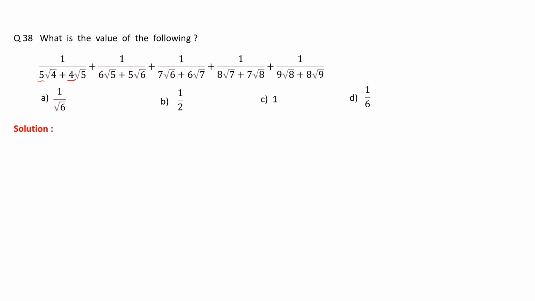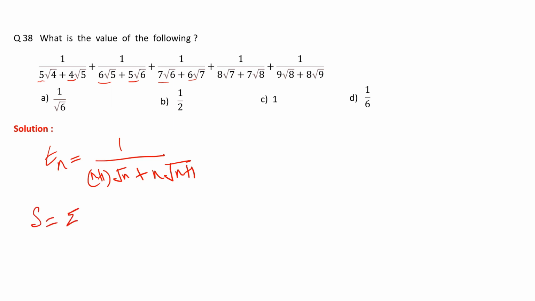Like this is 5, 4, 6, 5, 7, 6 and so on. So if I write a general term of the expression like Tn equal to 1 upon (n plus 1) into root n plus n into under root of (n plus 1), then I can say this entire expression is nothing but the summation of Tn from n varying between 4 to 8. You can clearly notice the value of n is 4, then it is 5, then 6, then 7, and finally 8.